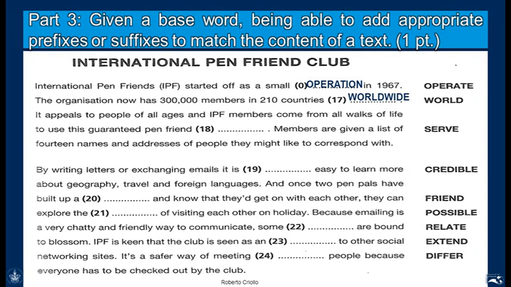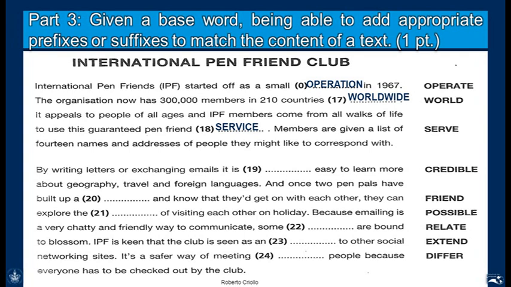210 countries worldwide, which means all around the world. It appeals to people of all ages, and IPF members come from all walks of life to use this guaranteed friend... we have the word serve, and of course the word that we need is service, this guaranteed friend service. Members are given a list of 14 names and addresses of people they might like to correspond with. But writing letters or exchanging emails, we have the word credible, we have the word easy.